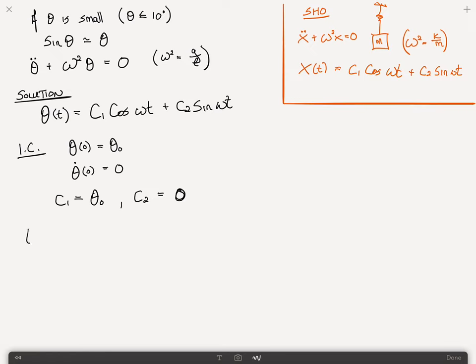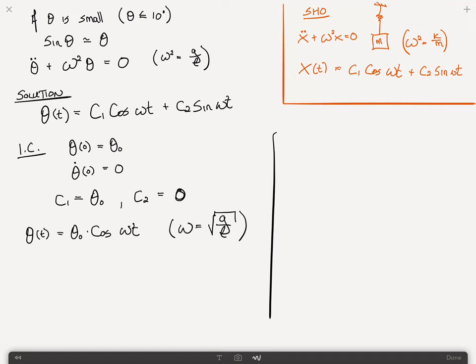Okay, so we can rewrite the solution as theta of t is equal to theta 0 times cosine of omega t. And I'll remind you that omega is equal to the square root of g divided by L. And there we have it. That's your solution. One interesting thing to note, I'll just do it on the side here, is that we know that omega is equal to 2 pi times the frequency, omega being the angular frequency, and that is the square root of g over L.